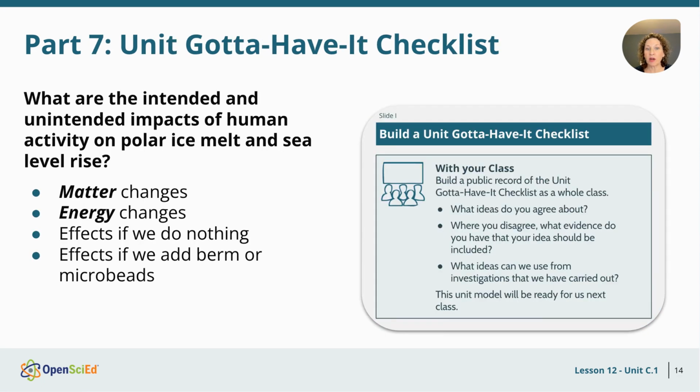A key moment in part 7 is that we've decided to expand our model to account for lots of different human activities and their side effects beyond just sea level rise. The students will identify different components by brainstorming a gotta have it checklist that they could use to build a computational model that will answer the question: what are the intended and unintended impacts of human activity on polar ice melt and sea level rise?